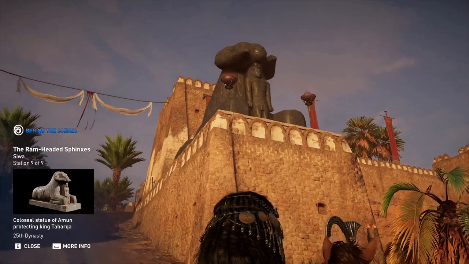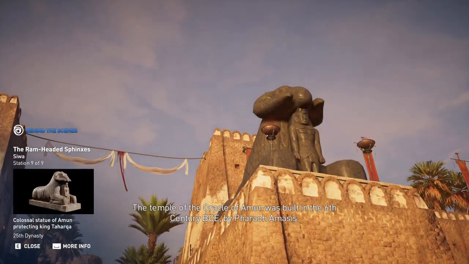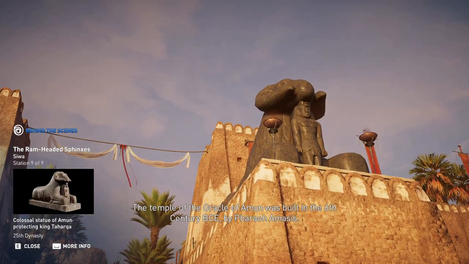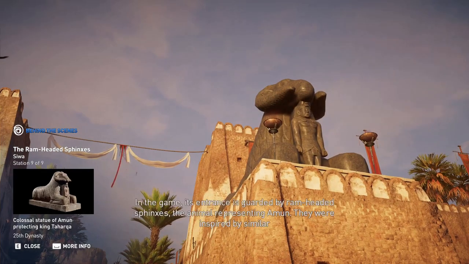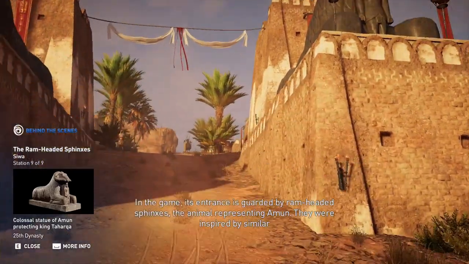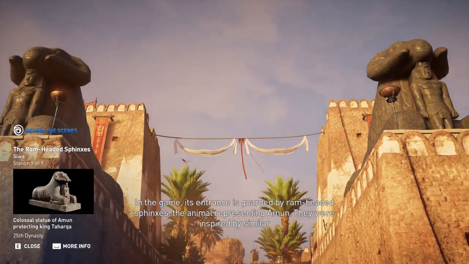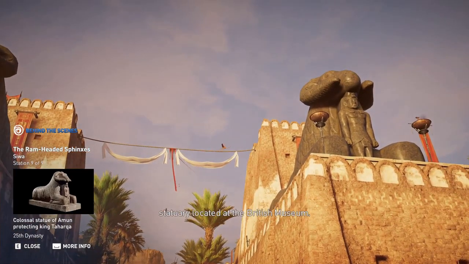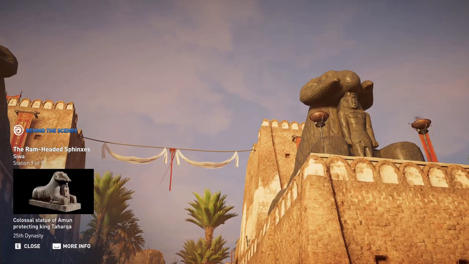The Temple of the Oracle of Amun was built in the 6th century BCE by Pharaoh Amasis. In the game, its entrance is guarded by ram-headed sphinxes, the animal representing Amun. They were inspired by similar statuary located at the British Museum.